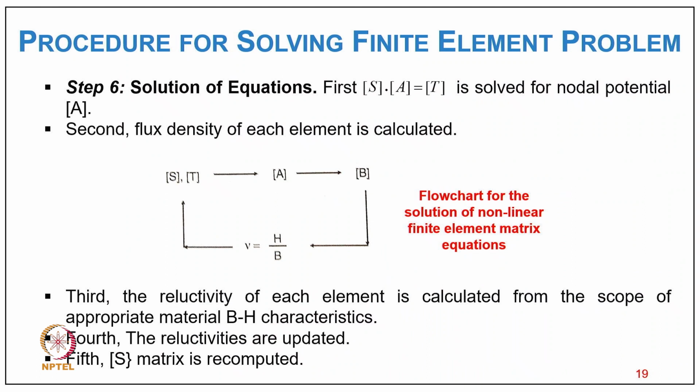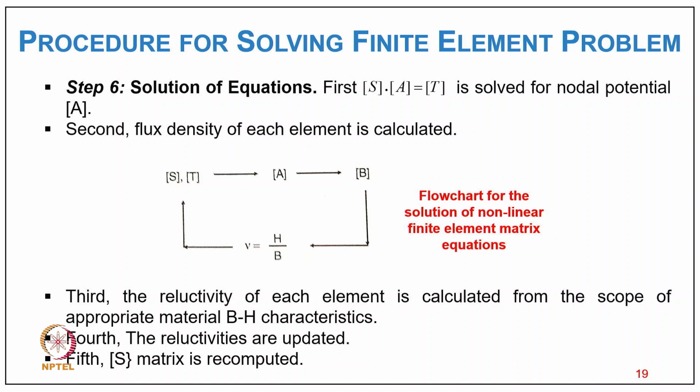Now, coming to step 6, solution of the equation. So first, S into A equal to T is solved for the nodal potential A, and second, the flux density of each element is calculated from S and T to A and then B, and of course where H equals B upon mu, and then from B it again goes to the loop.